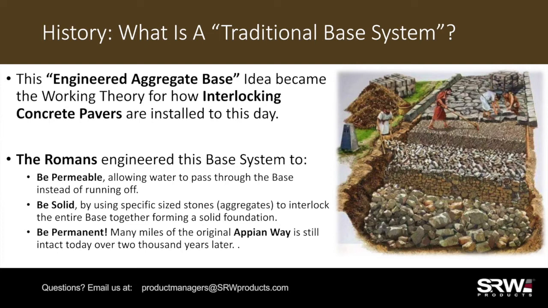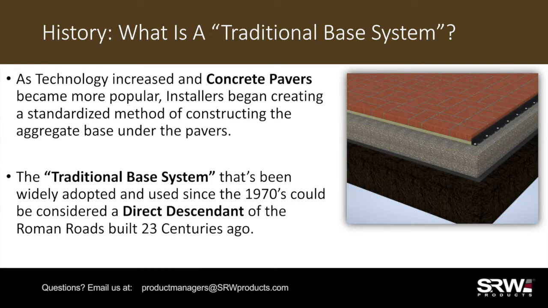It is designed to be solid by using specific size stones layered in courses of decreasingly sized pieces to interlock the entire base together, making a solid foundation regardless of the native soil quality. And most importantly, they designed these roads to be permanent. It may look like overkill in the graphic, but constructing the aggregate base in this manner is why many miles of the original Appian Way are still intact today, over 2,000 years later.